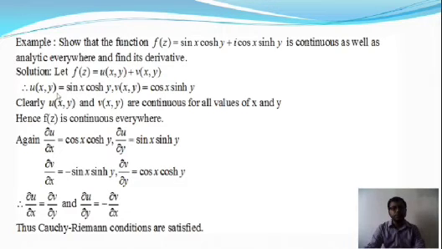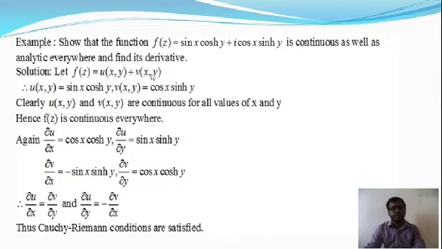So here u of x comma y is equal to sin x into cos hyperbolic y. Sin x is a continuous function, cos hyperbolic y is a continuous function. So that's why sin x into cos hyperbolic y is a continuous function, according to our properties of continuous functions. Similarly, v of x, y is continuous: cos x is continuous, as well as sin hyperbolic y. So clearly u and v are continuous functions for all values of x and y.